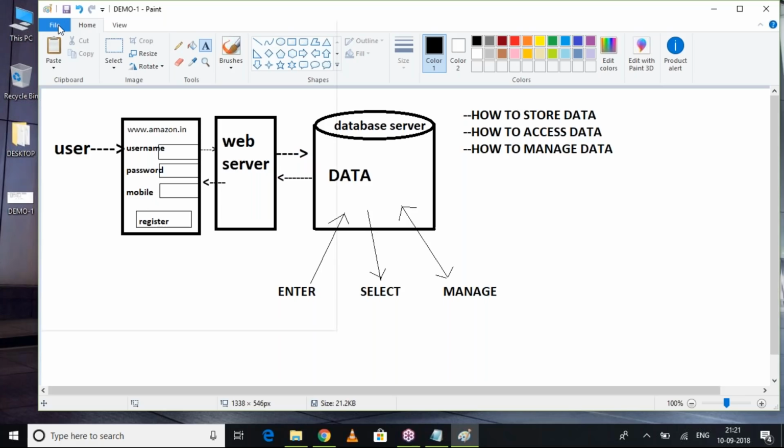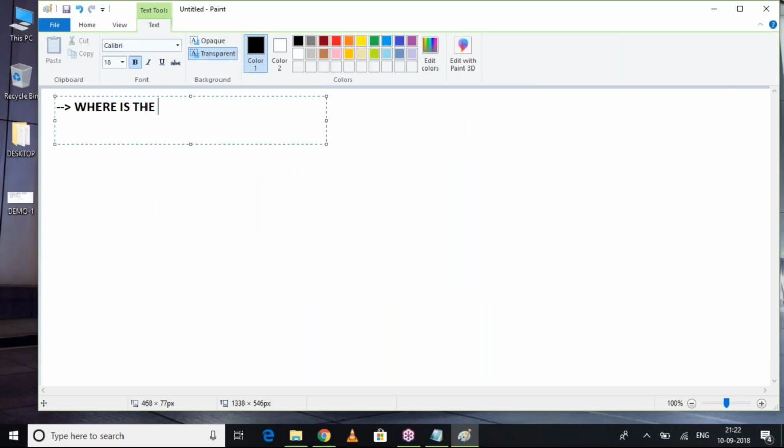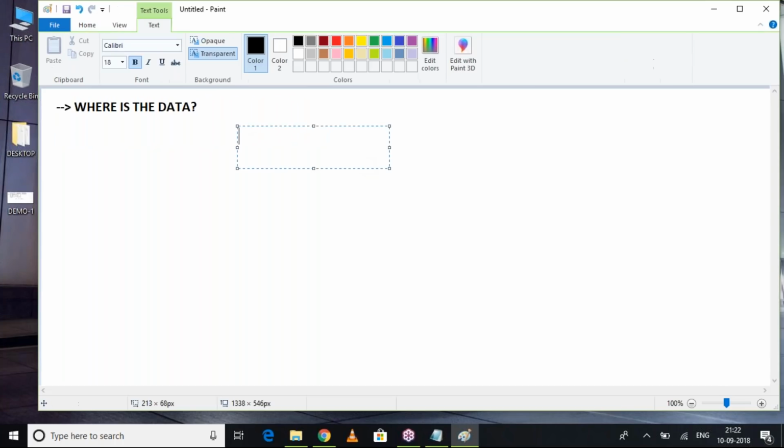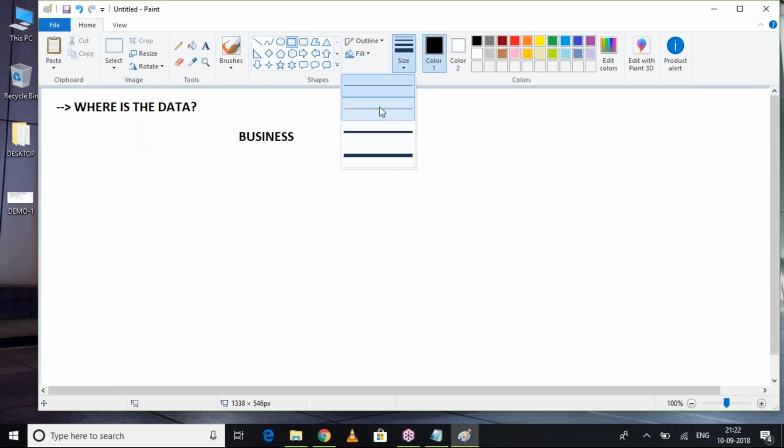Now see, where is the data? Now we are discussing data. Where is the data? Remember, for this question, we are discussing this diagram. Data is generated from business. Let me consider any business. If I consider a business, what is a business first? Business is a collection of objects and transactions.